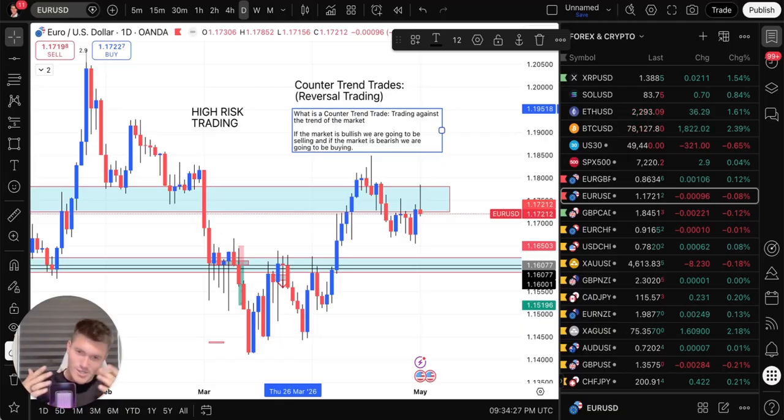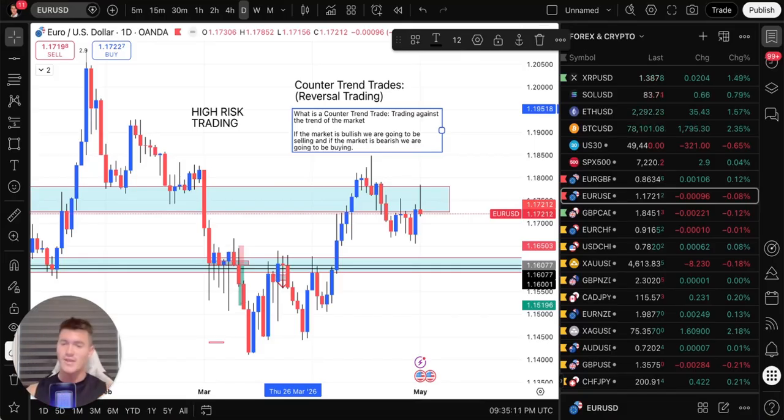So pretty much goes against anything that I've taught you up to this point. But reversal trading has a lot of potential, but is very, very risky. I've caught some counter trend trades that have done very well and have performed great, but I don't recommend taking them. I don't recommend taking every single counter trend trade you see or every single setup you see.